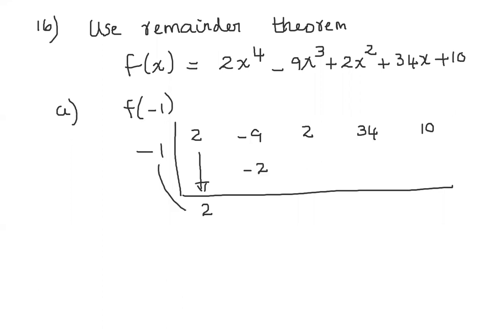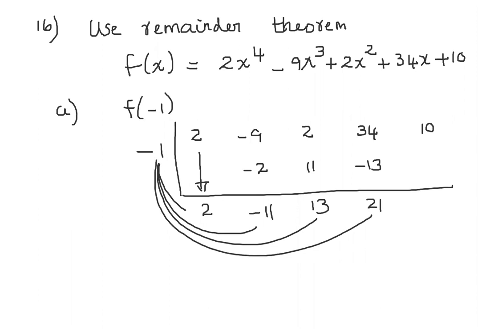-2. And then we have -11. Multiply, we get +11. When we add, we get 13. And then -13. So we have 21. And it's going to be -21. So the answer is -11. So the final answer is f of -1 is -11.